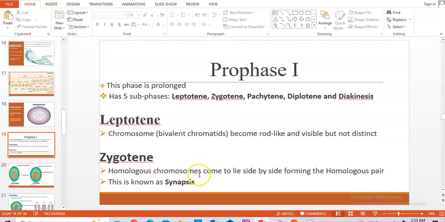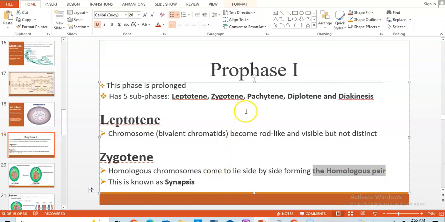Like for example your sex. The ones that control your sex are what? The X chromosome and the Y if you're a male, or the X and X if you're a female. So they control a particular characteristic, sex. So those homologous chromosomes come to line side by side in this stage, zygotene. They form what we call the homologous pair of chromosomes. This process is called synapsis.